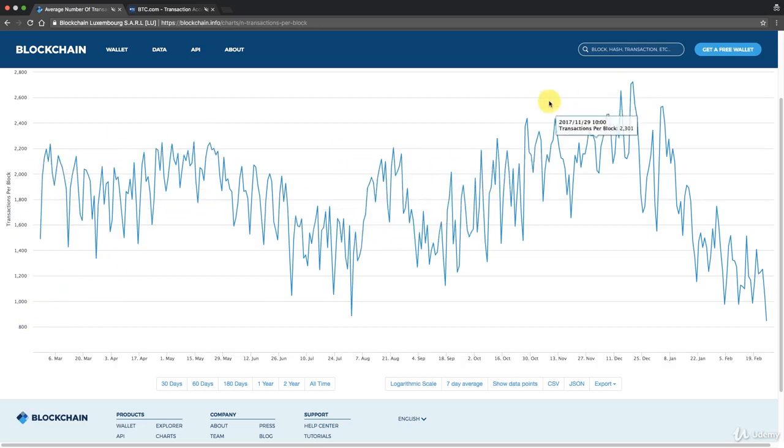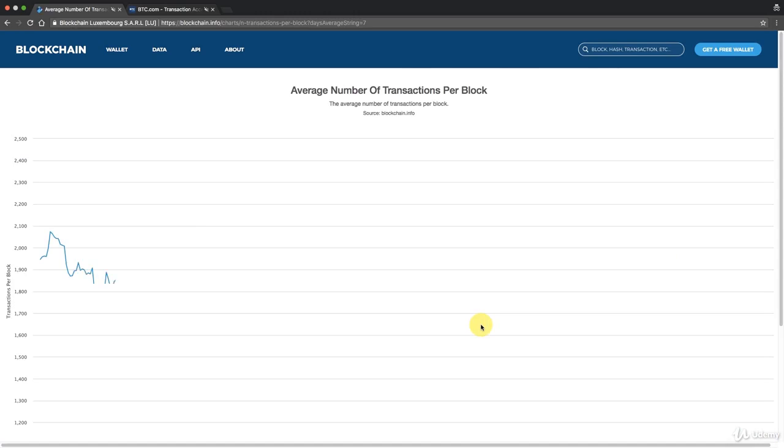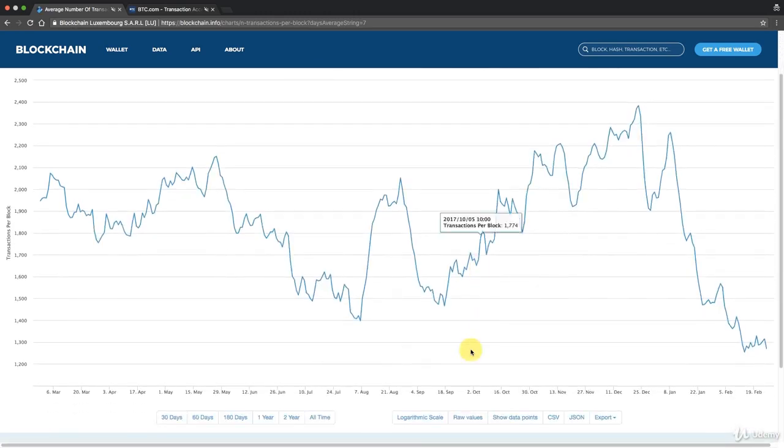You can see that it's sitting at around 2,000. You can actually do a 7-day average here. It doesn't really help. Anyway, you can see that it's about 2,000 right now. It's dropped to 1,300. So that's the transactions per block, and that can indeed vary because of the size of each individual transaction. So if transactions grow in size, let's have a look at a year.